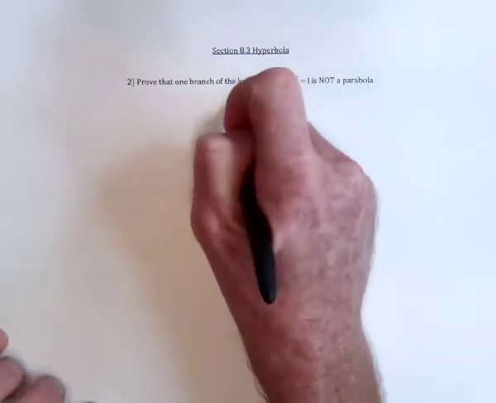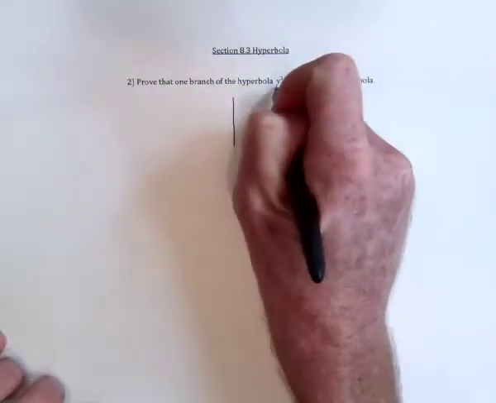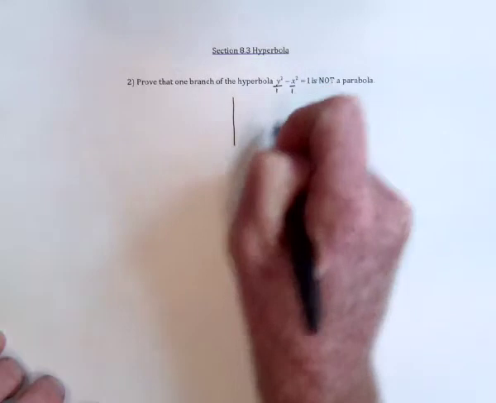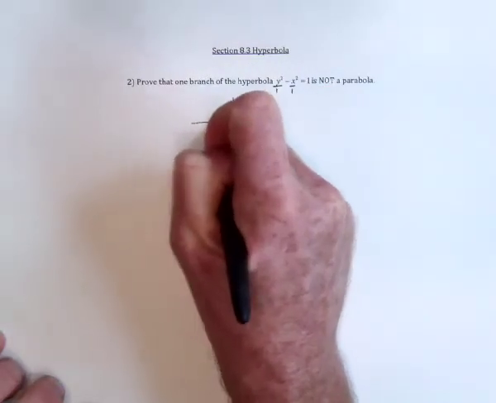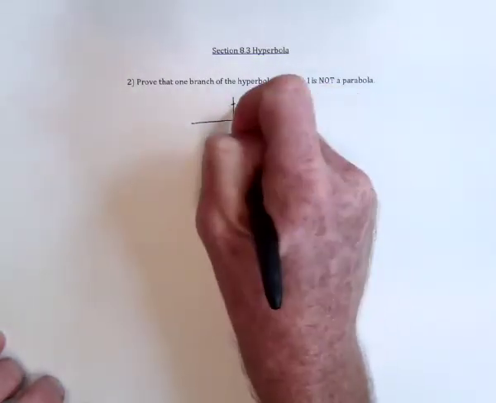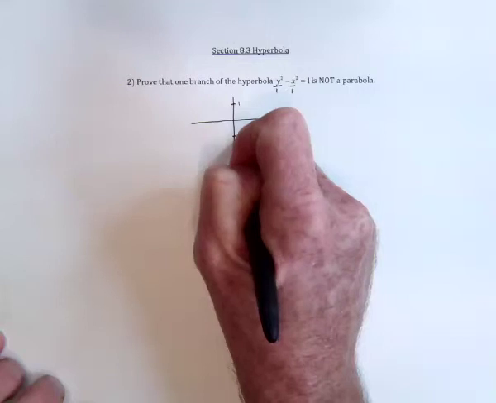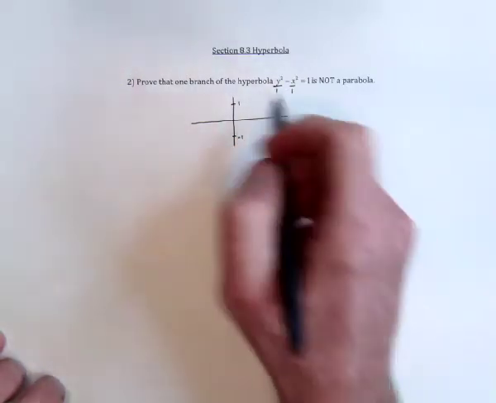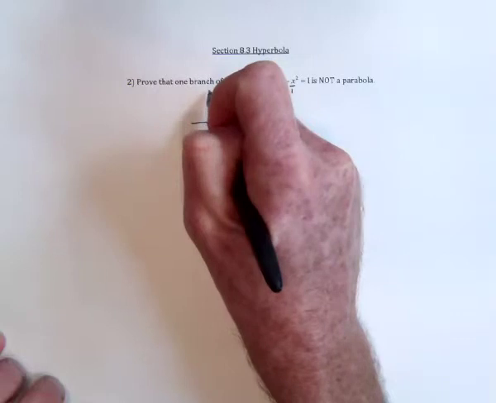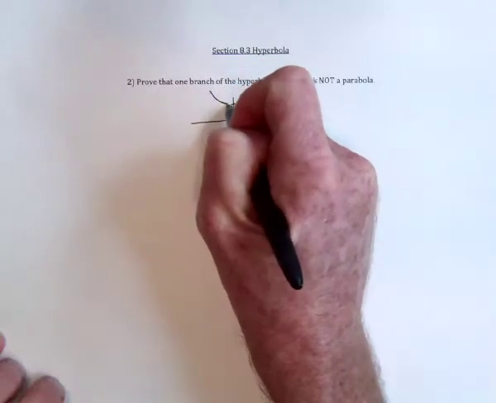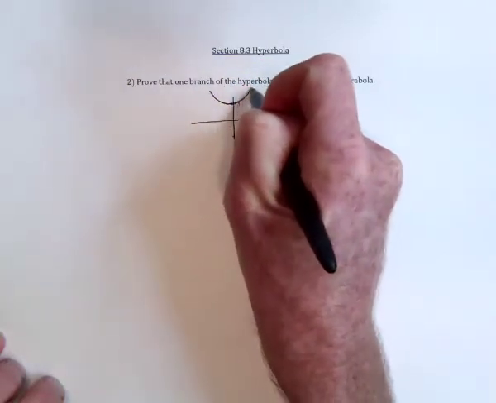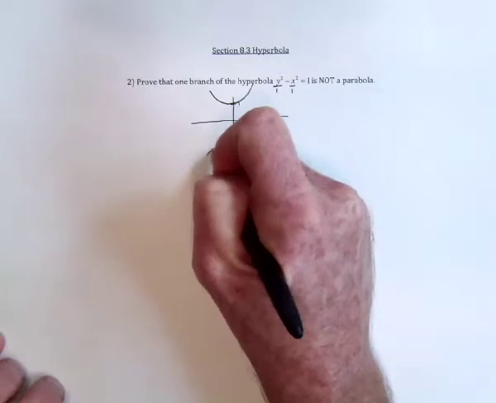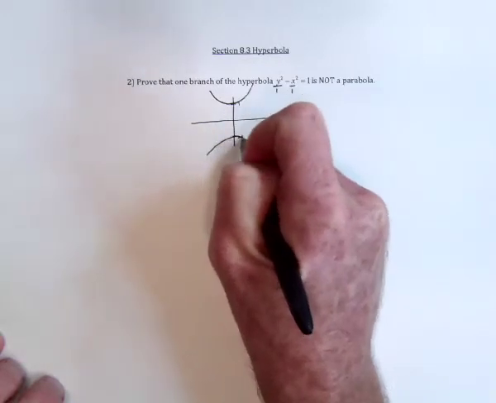So let's take a look at the graph of this hyperbola. First of all, you can say that these guys are divided by 1. And so on the y-axis, go up plus or minus 1. And since the y is first, it's then going to be opening this direction. So here are the two branches of the hyperbola.